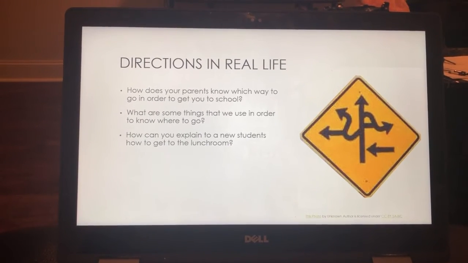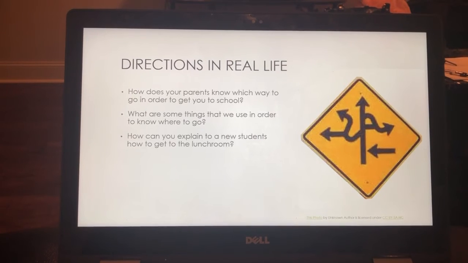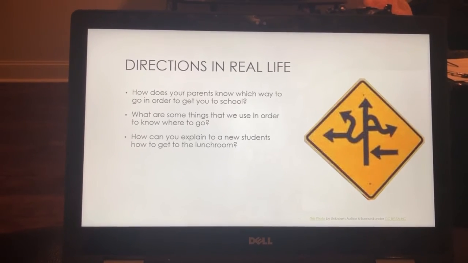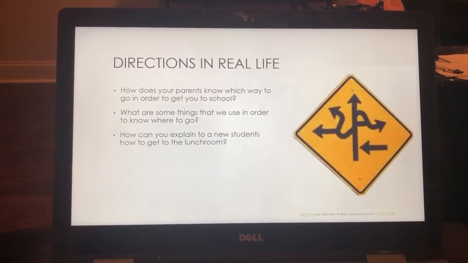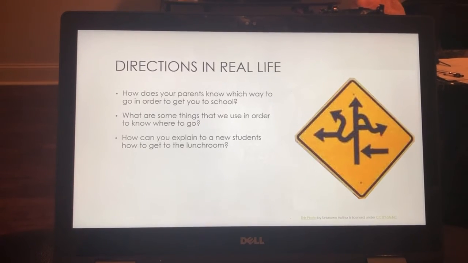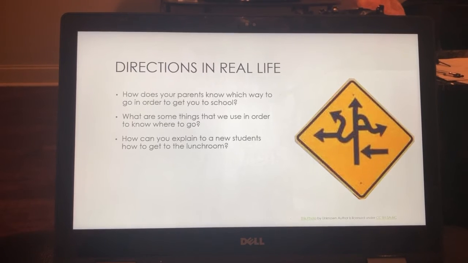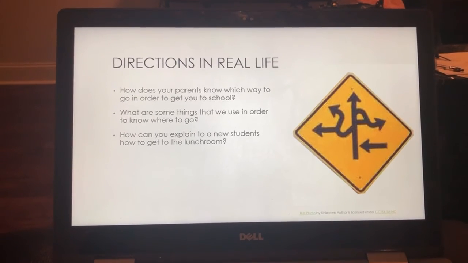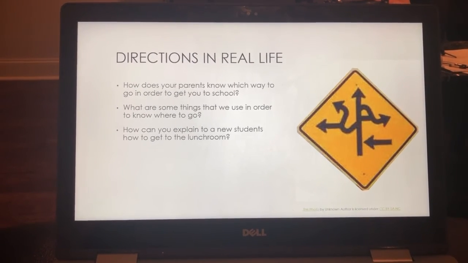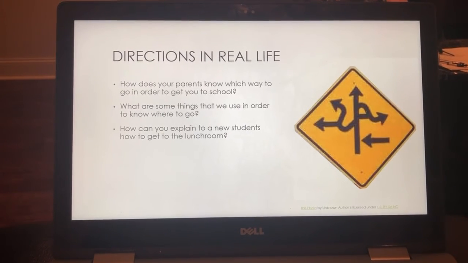Okay, now what are some things that we use in order to know where to go? We talked about how we use maps. Have you guys seen your parents use a navigation system like GPS? Or do they use their phone, like through Google Maps? Or what other tools could we use in order to know where to go?